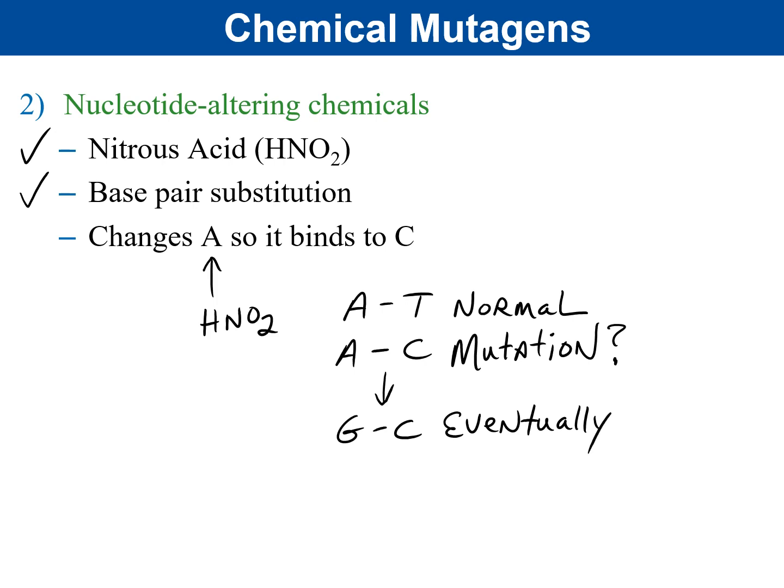But at the end of it, it results in a base pair substitution. So AT effectively becomes GC if there's no way to stop it. And so there you have nucleotide altering chemicals. Scary stuff.